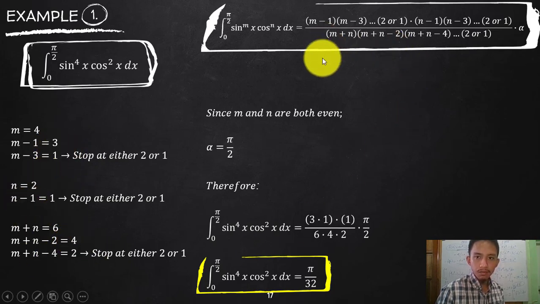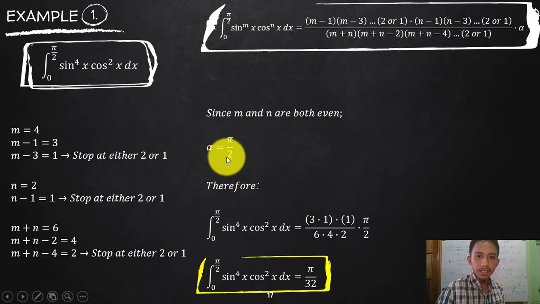And below, add first your m plus n. So 4 plus 2 is 6. So that is our first multiplier there. And then 6 minus 2 is 4. 6 minus 4 is 2. So eventually you reach your 2, so you stop. Okay? So now that is our multiplier, 6 times 4 times 2. So that is our divisor.